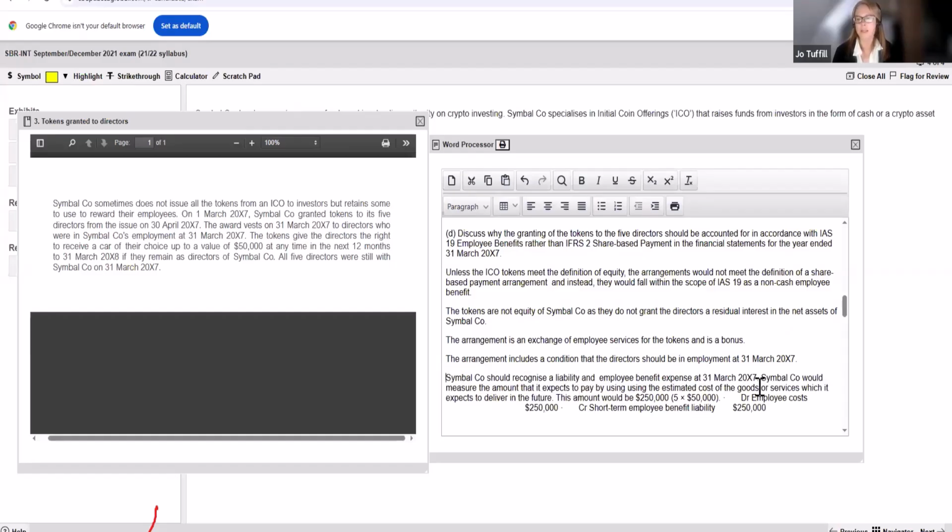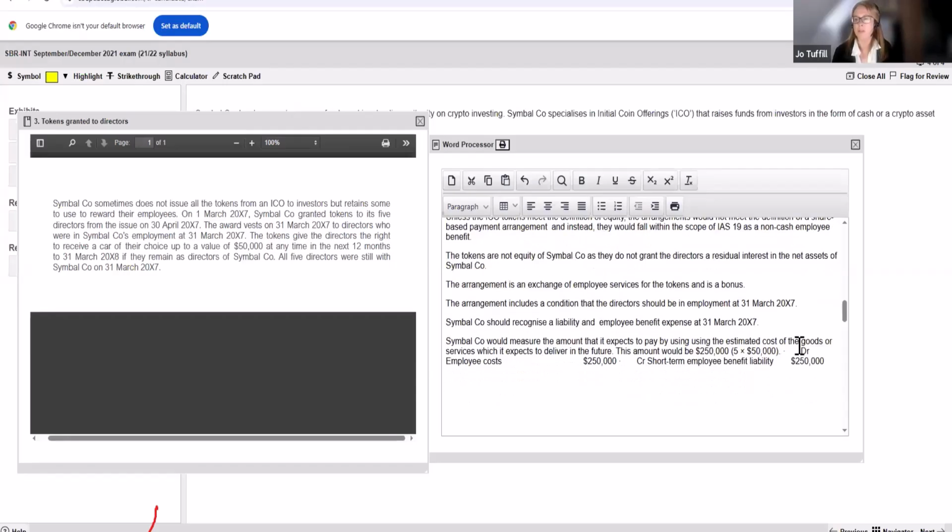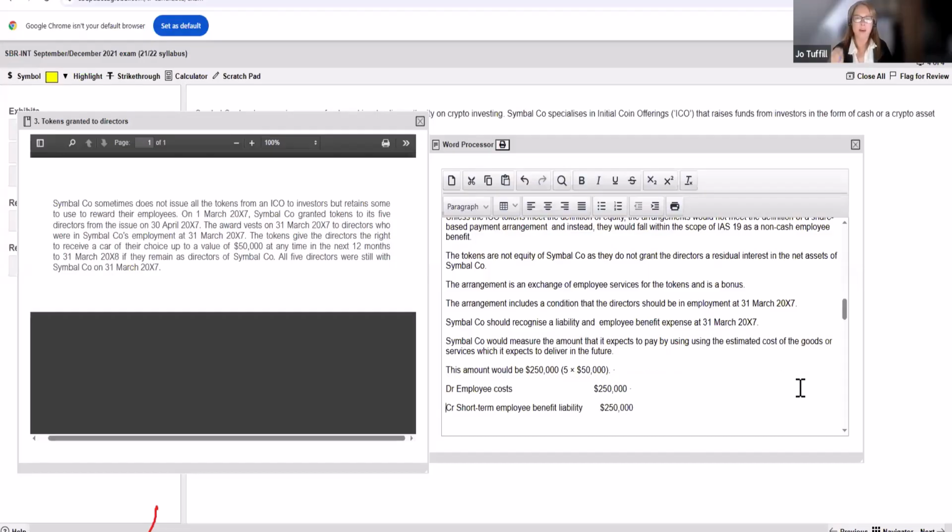So Symbol should recognise a liability and an employee expense, and you would measure it at the amount you expected to pay for the goods and services. It's a little bit like the same language we would use for share-based payments. So you have a fair value of the item, therefore you're going to value the tokens at that fair value. Otherwise, you'll have to use the token value on the crypto exchange, but it's more reliable because you're actually giving them the value up to 50,000 because you're getting them a car. So we value them at the 50,000 and we debit employee costs and we credit short-term employee benefit liability until they take up the offer.